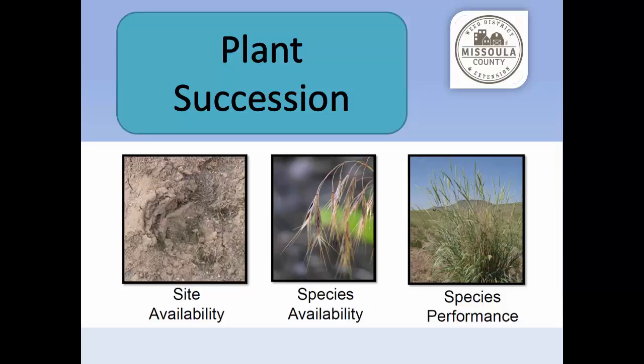Species availability is what's growing around that. What is going to occupy the space when we disturb it? What seeds are in the ground? What's nearby? That's your species availability. And then species performance is the resources that are going to be able to come in and promote that growth. Is it able to get the resources it needs? Is it able to deal with the stress that's going to be put on these plants? These are our three causes of plant succession.